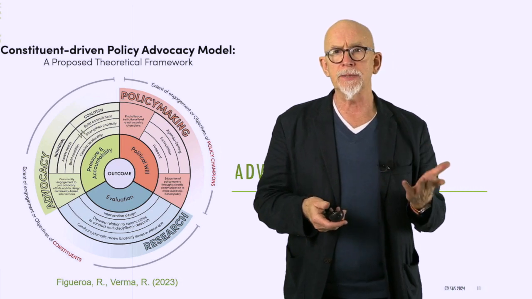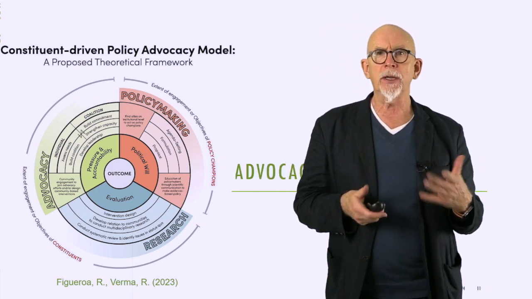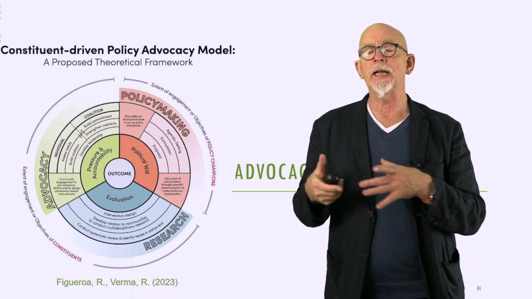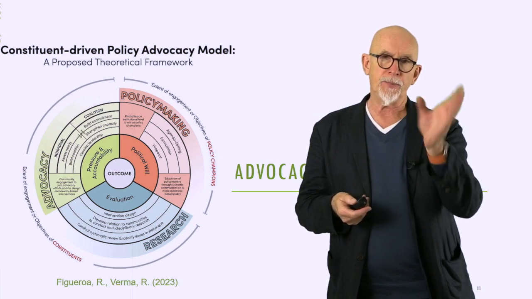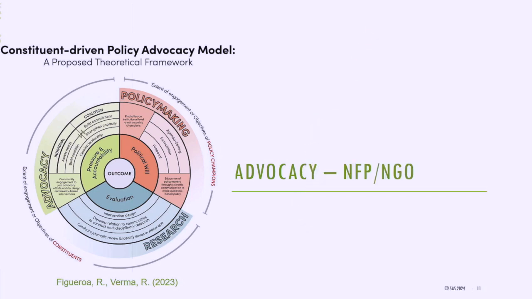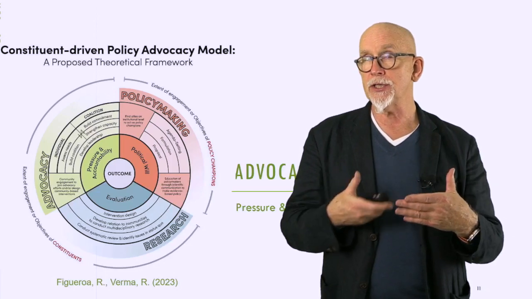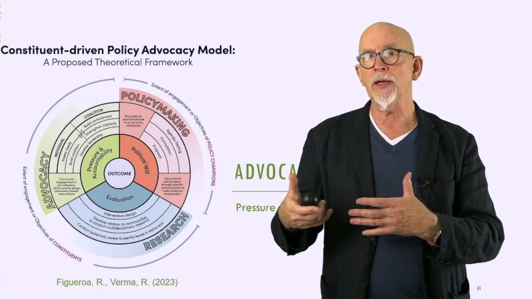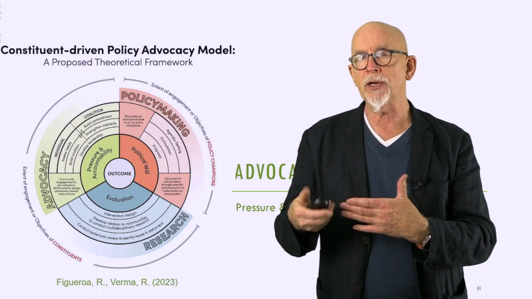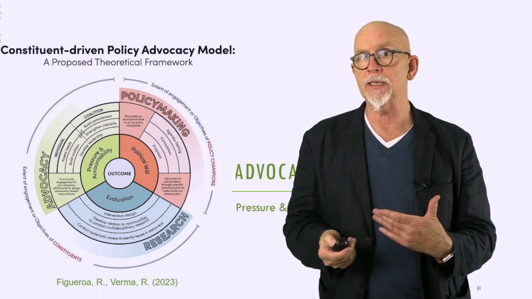There's a model that was published in 2023 looking at constituent-driven public policy advocacy. I've put the graphic here that you can look at in the reference if you want to look at that yourself. But the key areas it worked in were pressure and accountability. So people can put pressure on their local member of parliament, their local councillor, to get things changed if there's an injustice, but they can also use their voice to try to hold people accountable, hold process accountable.